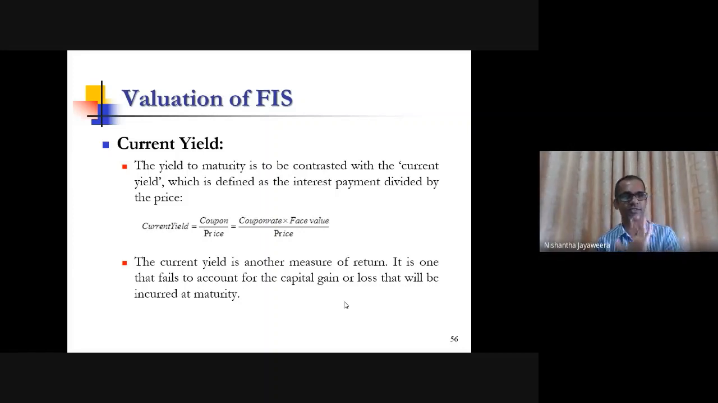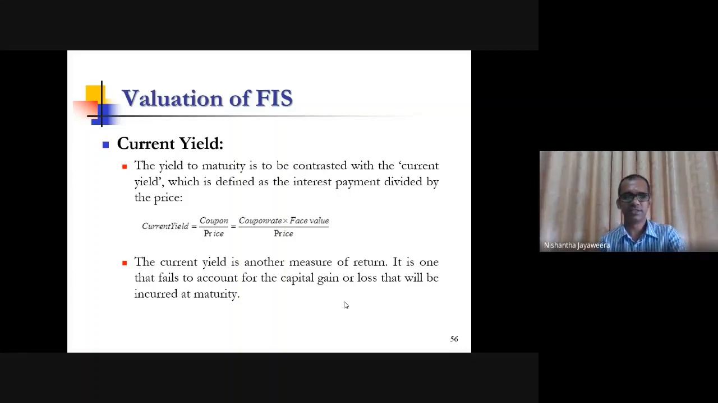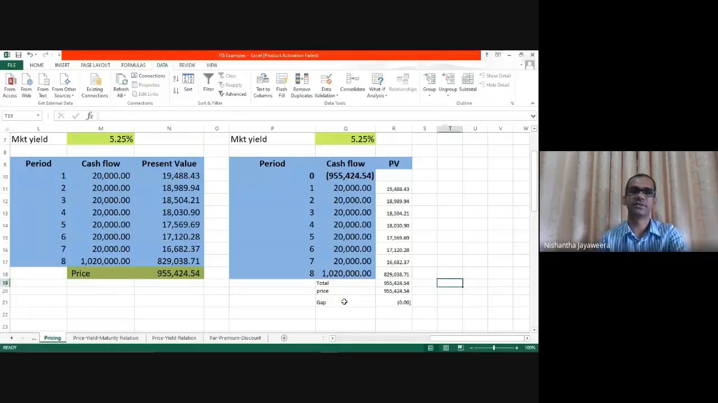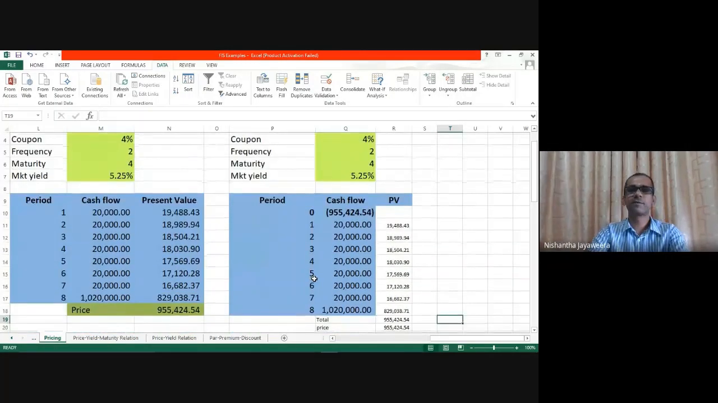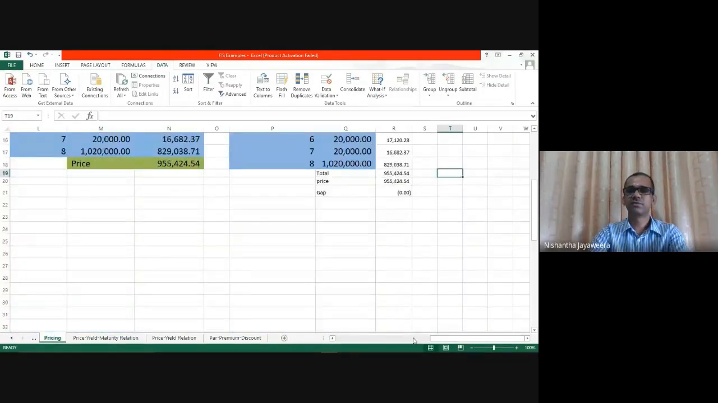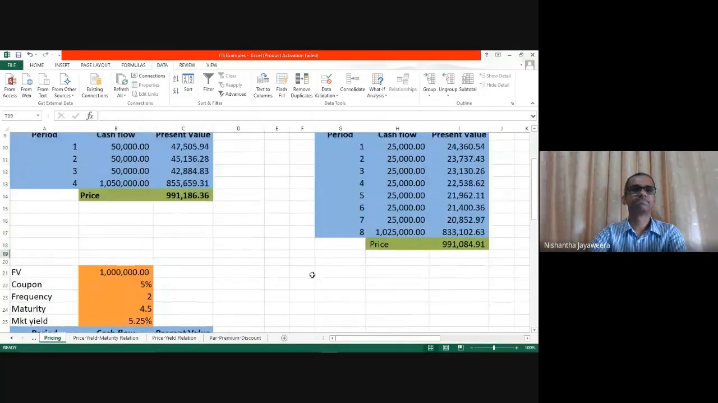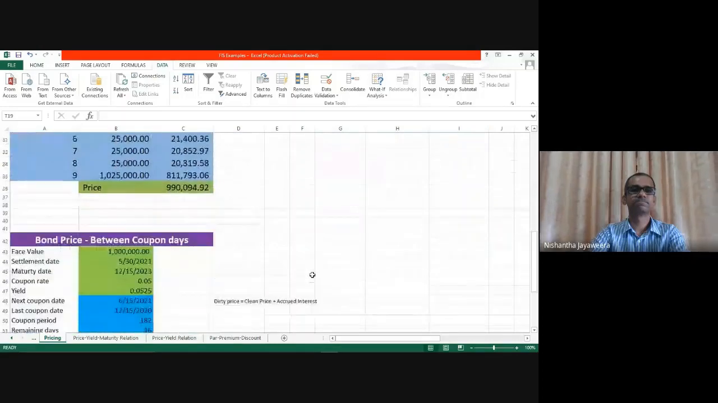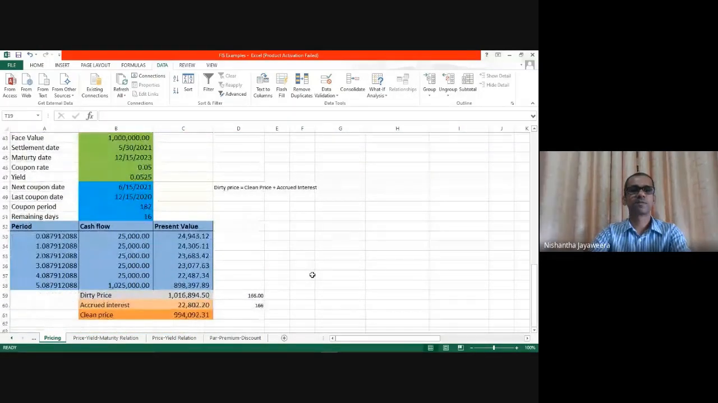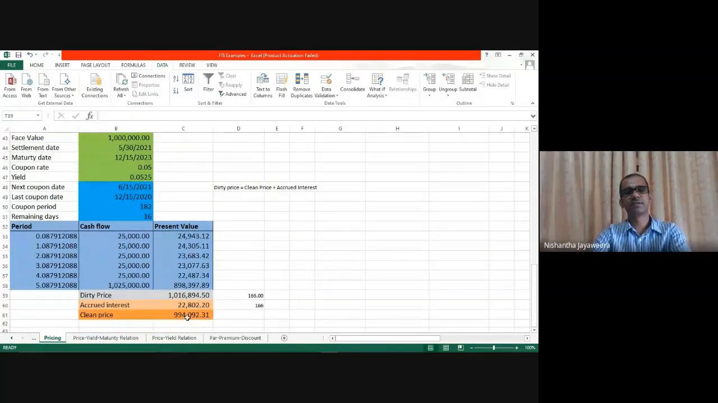Forget about, in this capital gain or loss, you don't consider whatever interest income that you have received, if any. Okay, for that we'll do this. Okay, this one. Remember this price, clean price.